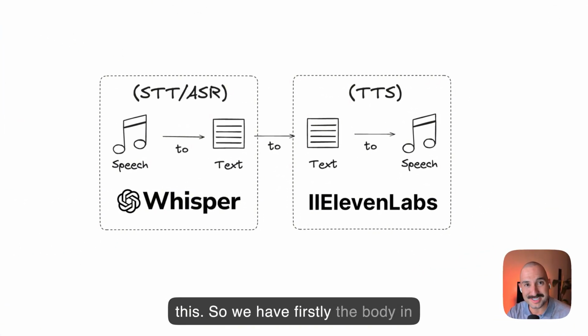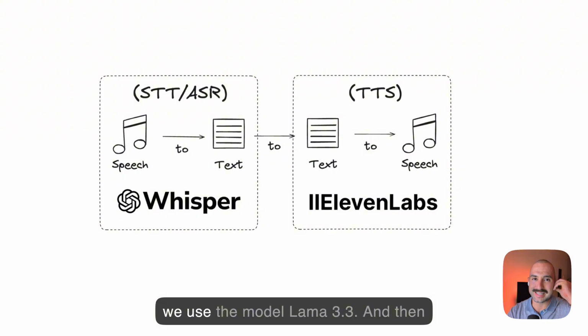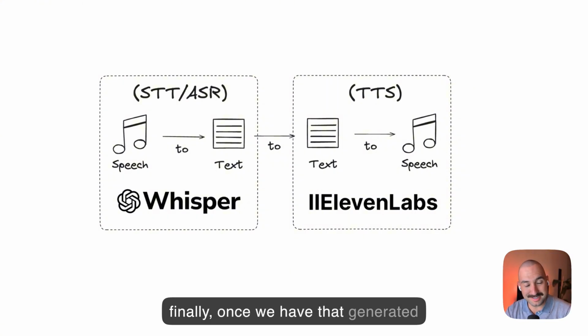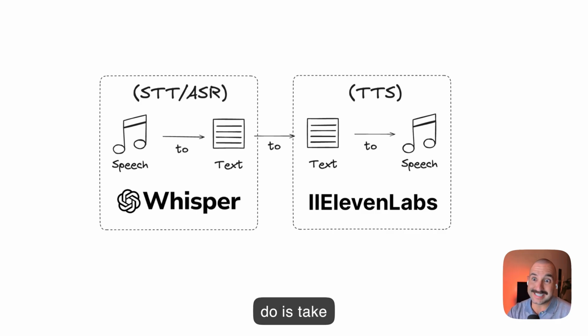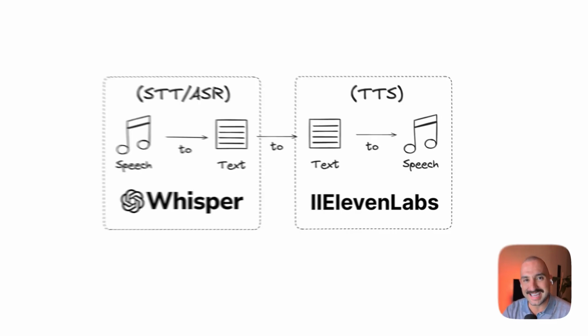So in short, if we simplify that diagram even more, what we have is this. Firstly, the part in which we do speech to text, also called automatic speech recognition. And we do this by using the model Whisper. Then after that, once we have computed the text, what we do is text generation, as always. For that, we use the model Llama 3.3. And then finally, once we have that generated response text, what we do is TTS, which is text to speech. And for that, we use ElevenLabs.